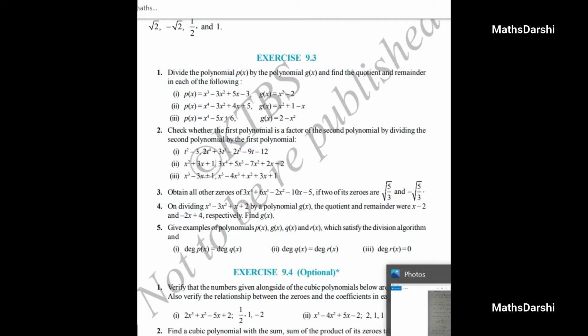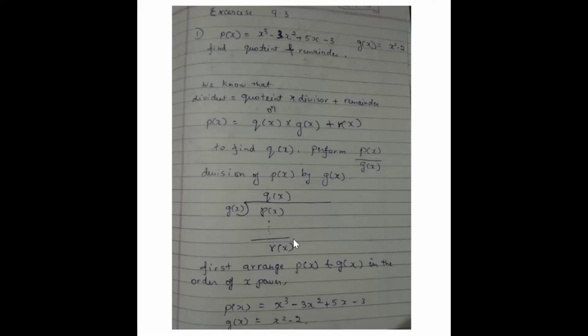That is, p of x is given as x power 3 minus 3x square plus 5x minus 3. g of x is given as x square minus 2. So this is the first question. We need to find out the quotient and the remainder. First, make sure the given contents are in the proper order of power of x. If it is so, then let us move to the next part.